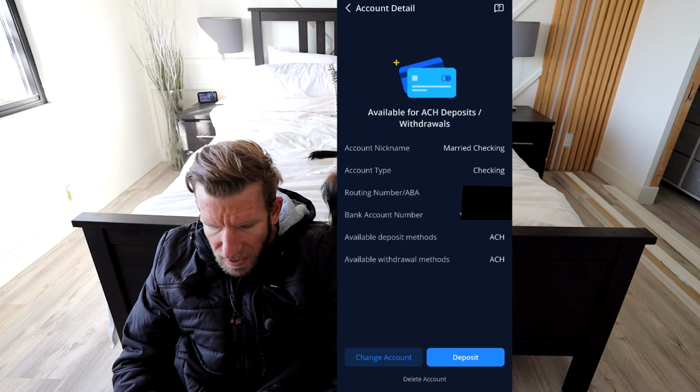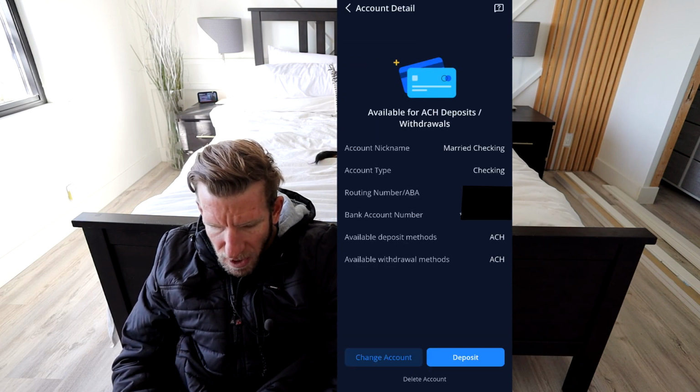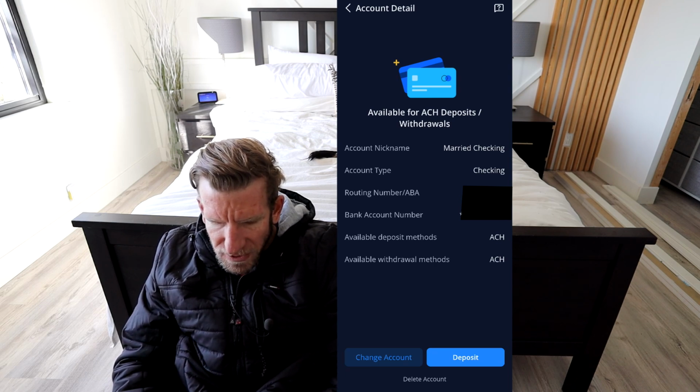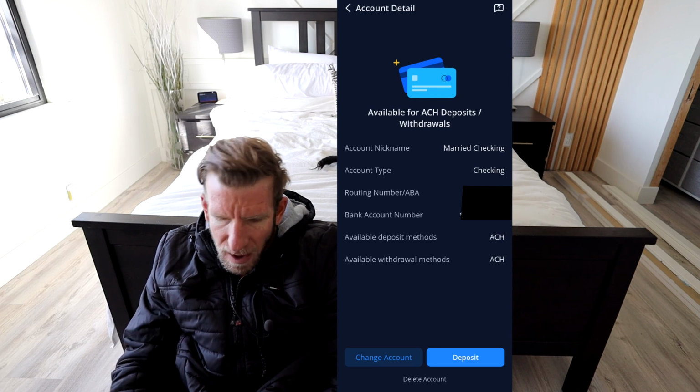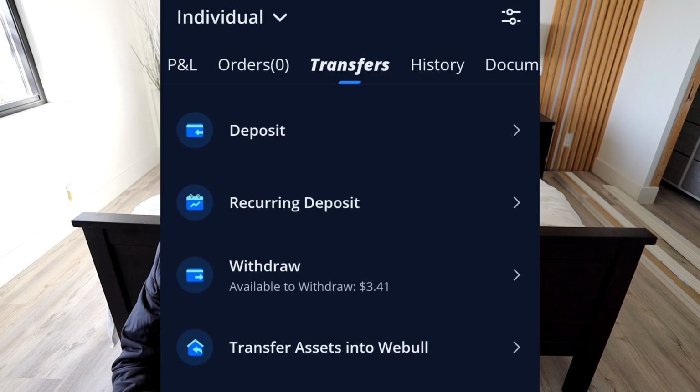Let's go ahead and click on that. Now this is where, down here at the bottom, you have change account, delete account, ACH. So again, super simple. That's where you go in your settings and set up your bank account so you can deposit, and that obviously makes it a lot easier to get started.